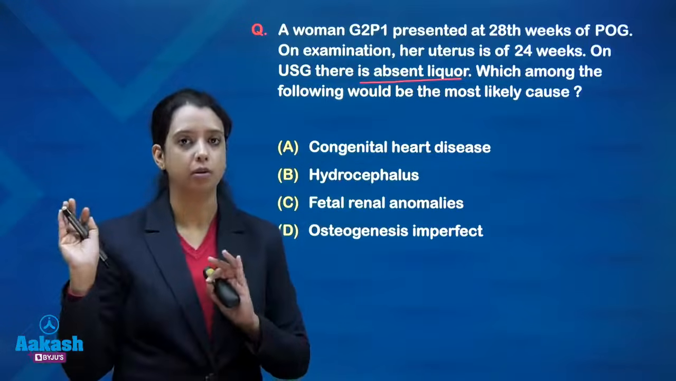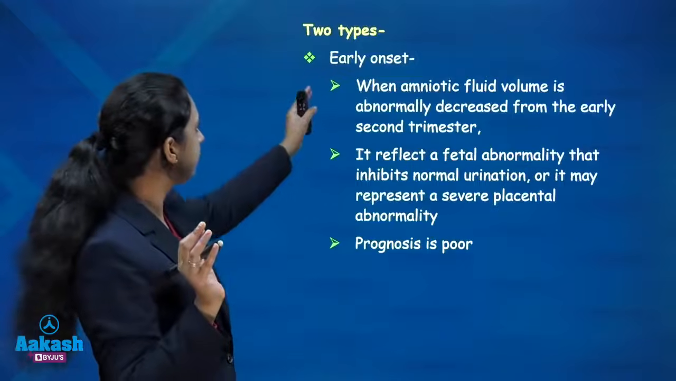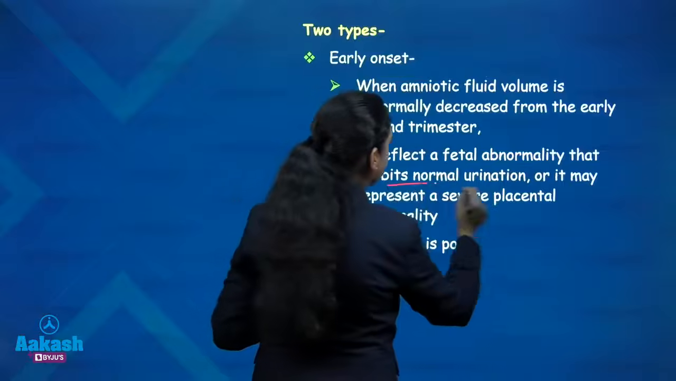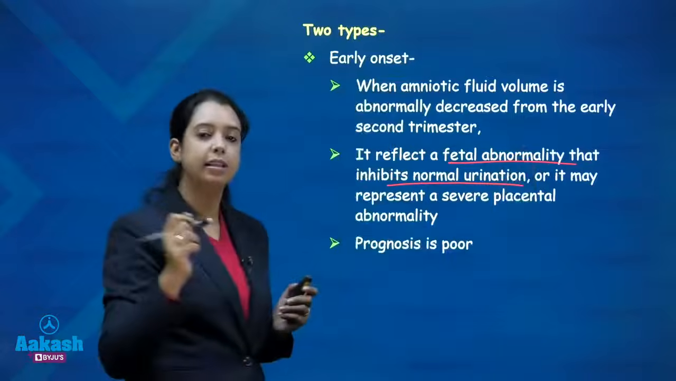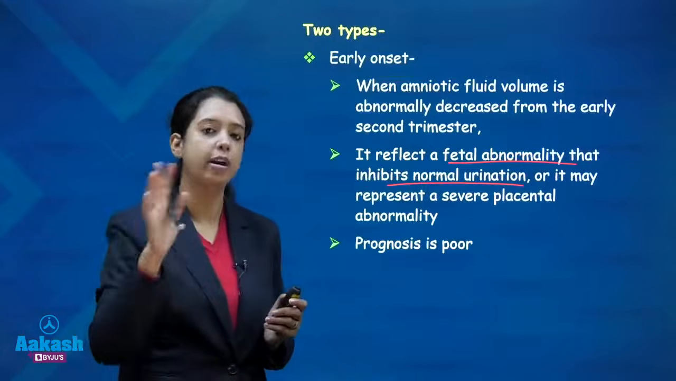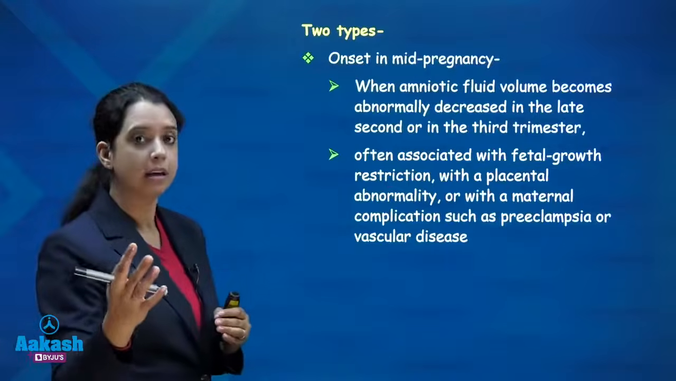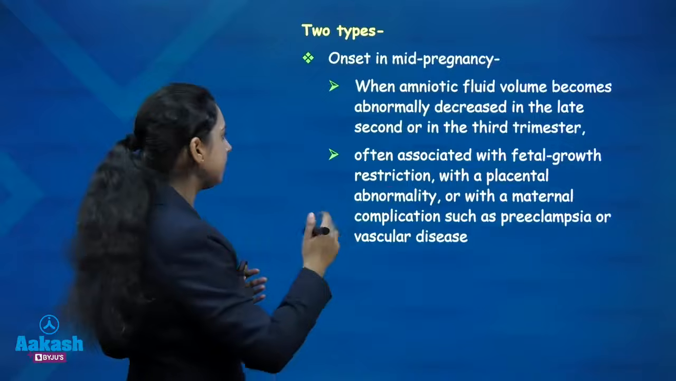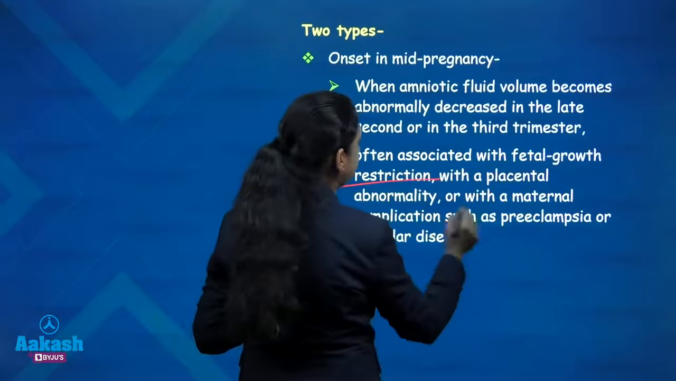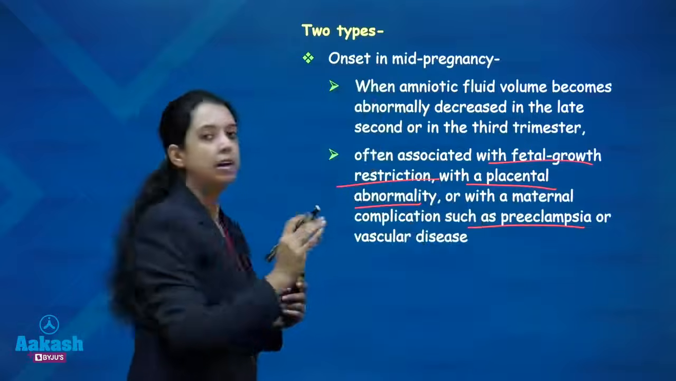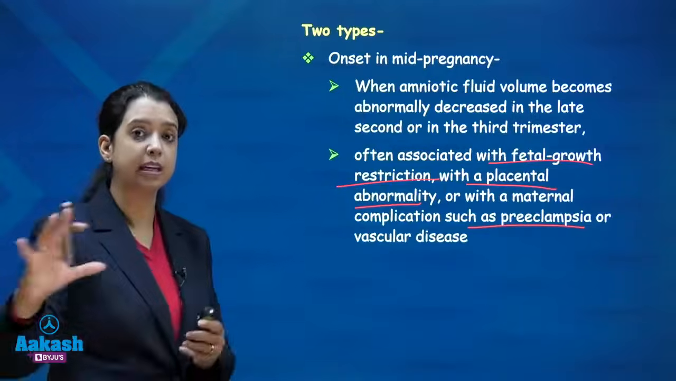That is anhydramnios. Now, oligohydramnios can be early onset or late onset. So let's see first of all what it is. So when there is abnormal urination of the baby, then only early onset oligo or anhydramnios occurs. If it occurs late, after mid-pregnancy, then there are chances of placental abnormality. Either there is preeclampsia or there is some placental abnormality or fetal growth restriction. That is more the chance if it is presenting late.